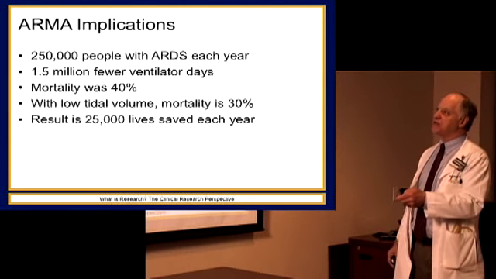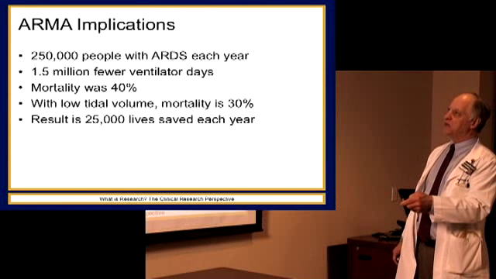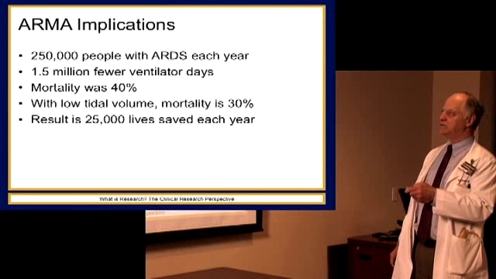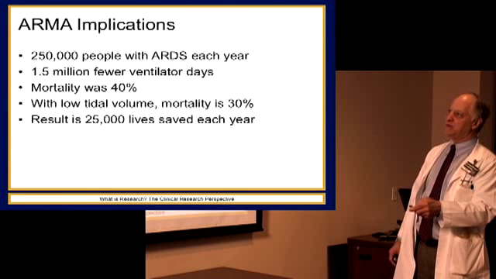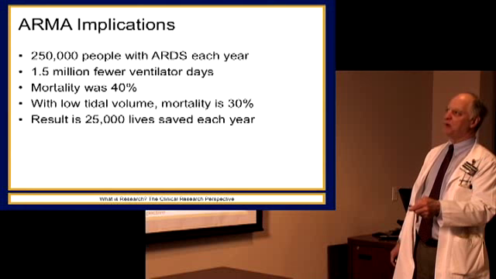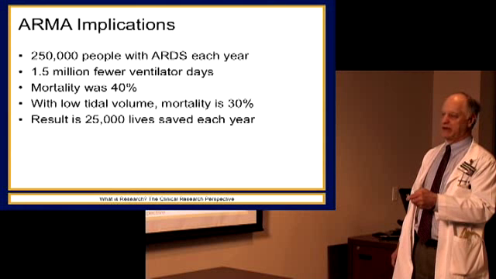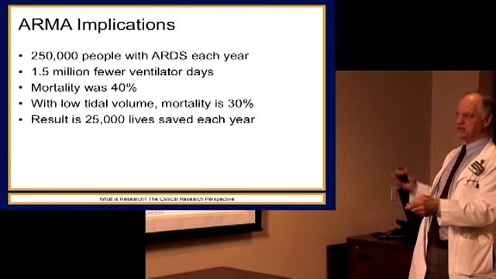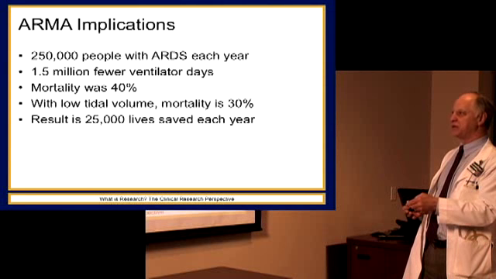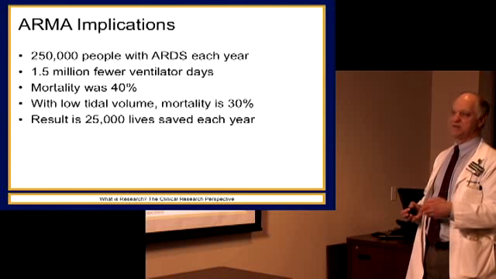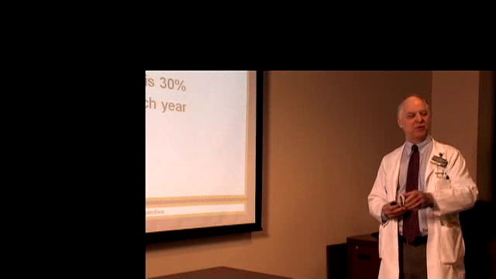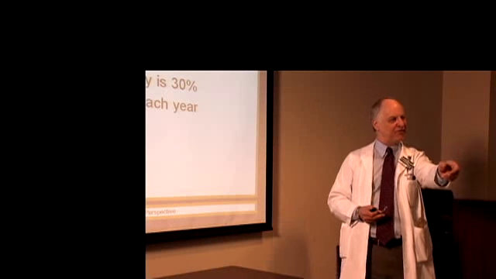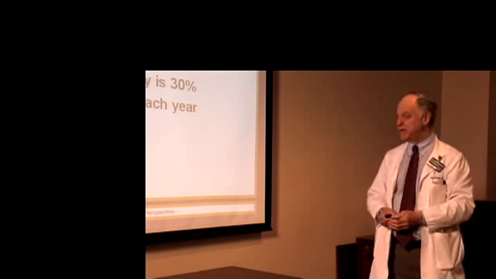The implications of this trial, the name of it was the ARMA trial, was that every year 250,000 people with ARDS show up in our ICUs. With this treatment, lower tidal volume, there would be 1.5 million fewer ventilator days, because this also shortened the time you needed to stay on a ventilator. Mortality was 40%, as I pointed out. Now with low tidal volume, it's closer to 30%. That's 25,000 lives saved each year. And what we're talking about here is a knob on the ventilator, like the volume on your TV. You just turn it down or turn it up. That's all it is. It's amazing.